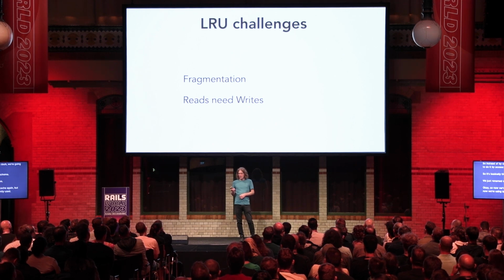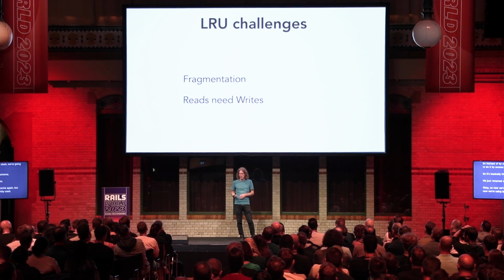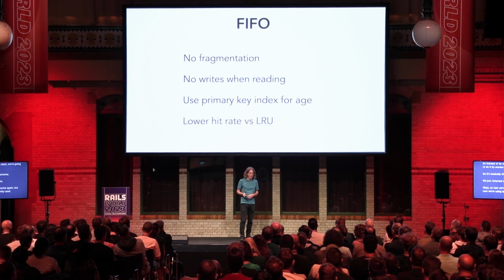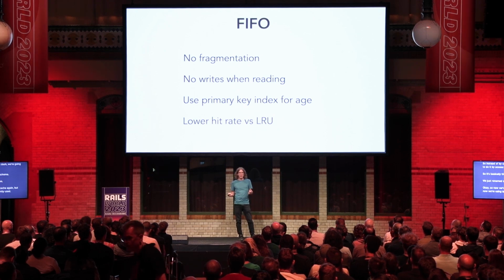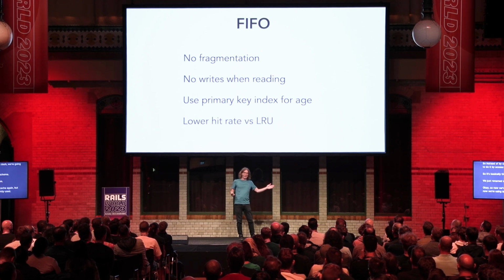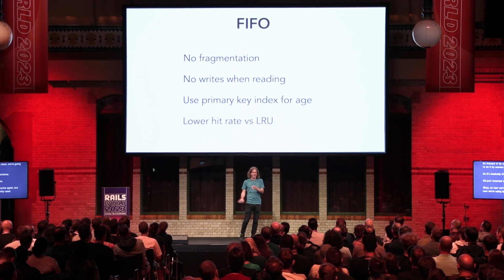So that was what we were looking at there. We were looking at least recently used, and we had these challenges. And then we looked back at FIFO, and with FIFO, we're not going to get that fragmentation, right? We're laying the rows down in blocks, and we're deleting the oldest ones first. We're deleting them block by block by block, and the database can just go and reuse them. You basically end up with a circular buffer where you're going round and round and round, not fragmenting anything. So that's quite a nice feature. Second thing is that we don't need to do these writes when we read.